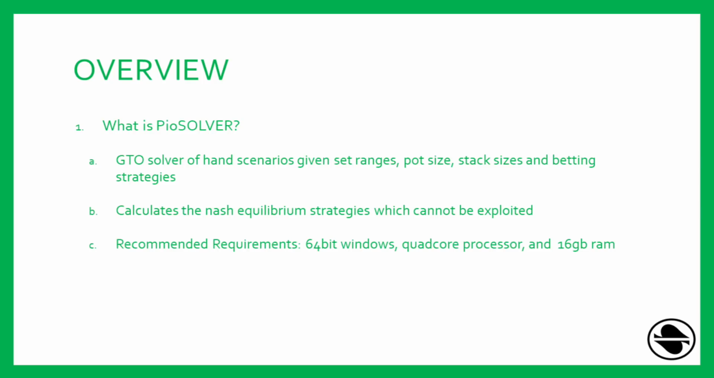And a quick note on the recommended computer requirements to run Pio comfortably. You will want 64-bit Windows, a quad-core processor, which affects the speed of the solver, and 16 gigabytes of RAM, which affects how many variables you can input. You can also run the program with a dual-core processor and 8 gigabytes of RAM, but I personally would recommend 32 gigabytes of RAM since some complicated trees require more memory.